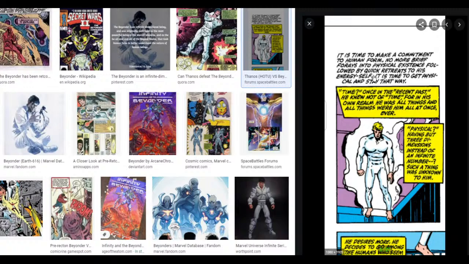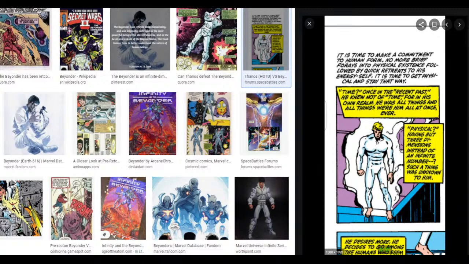It's time to make a commitment to human form. No more brief forays into physical existence, followed by quick retreats to his energy self. It is time to get physical and stay that way. Time. Once, in the recent past, he knew not of time. For in his own realm, he was all things, and all things were all him at once, ever. Physical, but three dimensions? Instead of having an infinite number, such a thing was unknown to him.